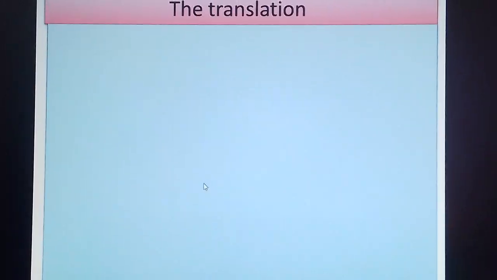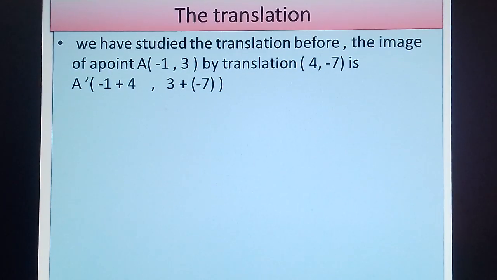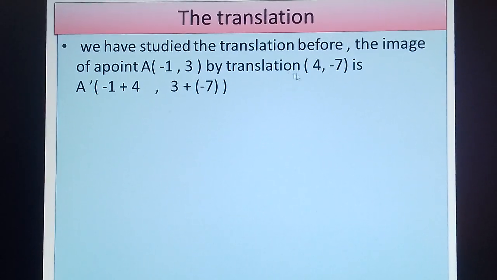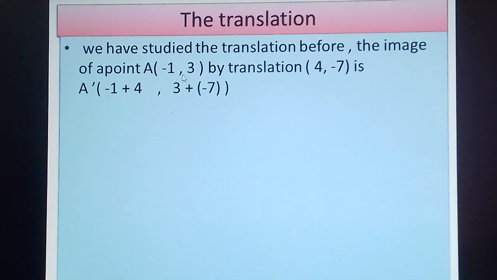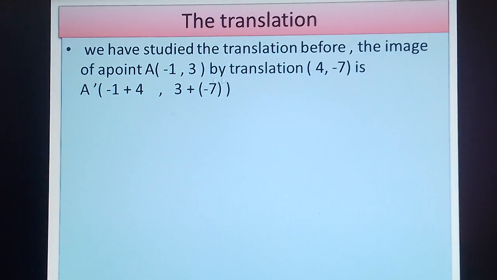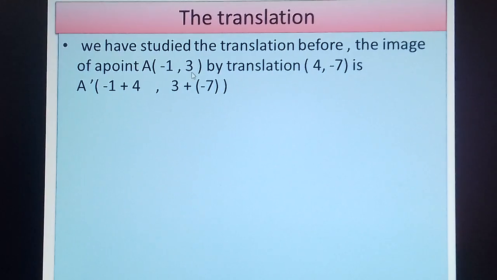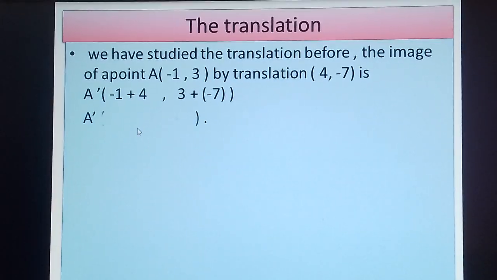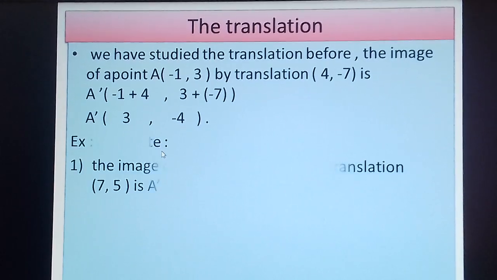The second part, we're going to talk about the translation. We have studied the translation before. The image of point A(negative 1, 3) by translation (4, negative 7) is what? To find the image, we must add both X coordinates, negative 1 and 4, and add the Y coordinates, 3 and negative 7, like that. Then A dash will be (3, negative 4).